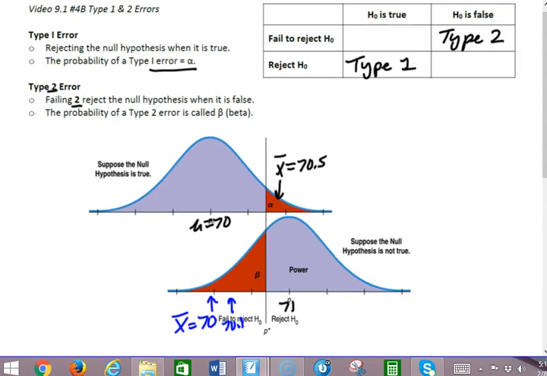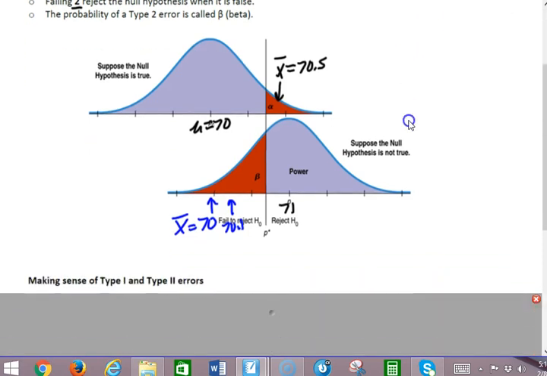Now, if I fail to reject the null hypothesis when it's really true, or when I reject the null hypothesis when it's really false, those are good things. So I'm happy with those decisions. Those are good decisions. But we always have the potential of making what's called a type 1 or a type 2 error. So let's look at a few examples of this.